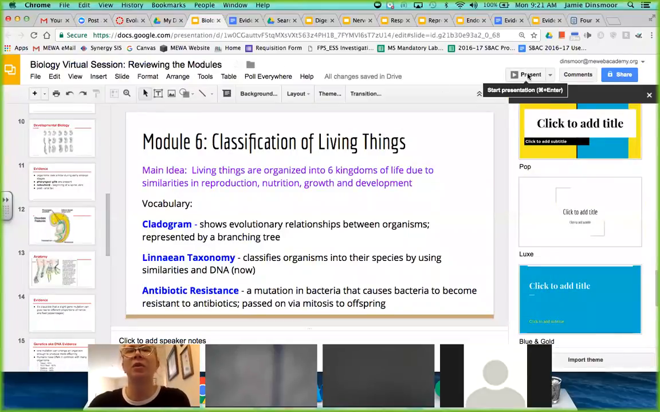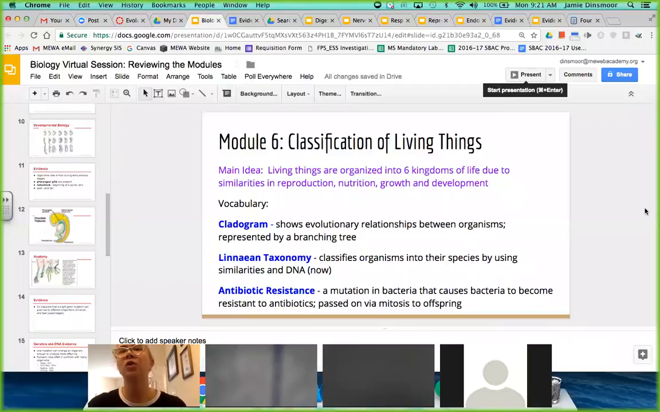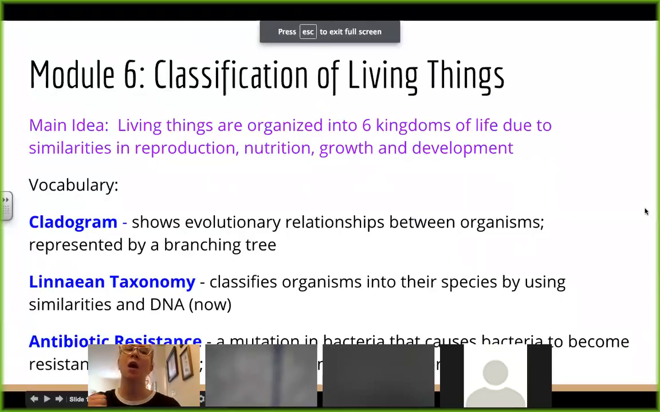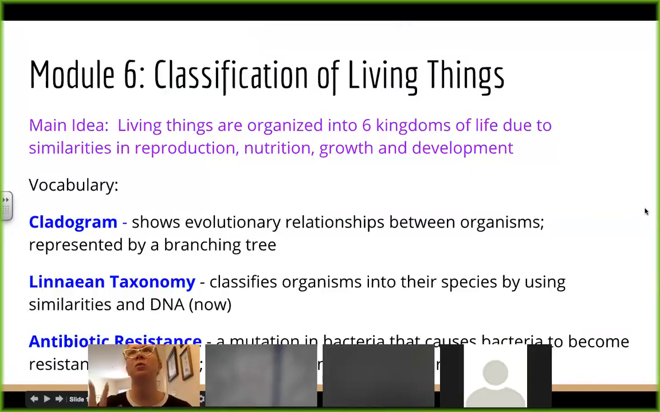Now, I picked some of the really key words, especially words that are used in the DBA, and things that I thought people were having a hard time understanding. So a cladogram, right, which was honestly the hardest part of this, is basically a branching tree that shows the evolutionary relationships. So the way you want to think about it is, what changes could have happened over time to these 3 or 4 or 40 organisms.